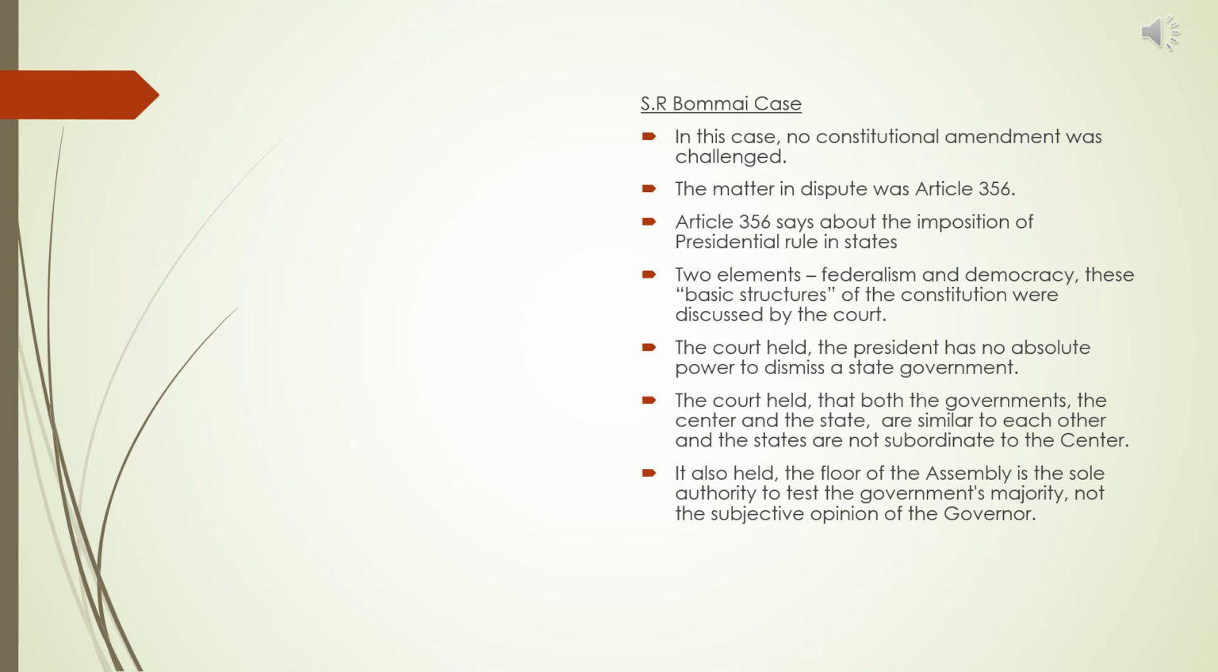And now comes the last case, that is S.R. Bommai case. In this case, no constitutional amendment was challenged. The matter of dispute was Article 356 of our Constitution. Now, what is Article 356? Article 356 talks about the imposition of presidential rule in a state. When the President realizes that the state is not in a position to function in accordance with the provisions of the Constitution, at that time, the President can impose emergency in a state. So, this is what Article 356 says.